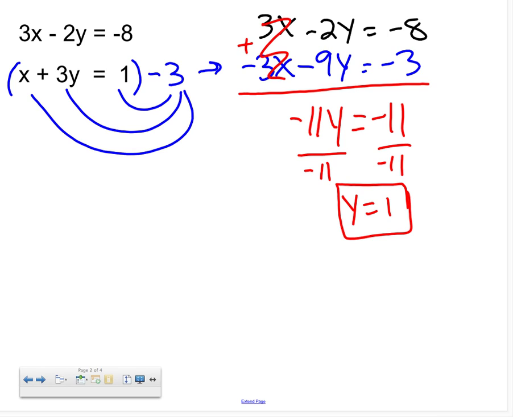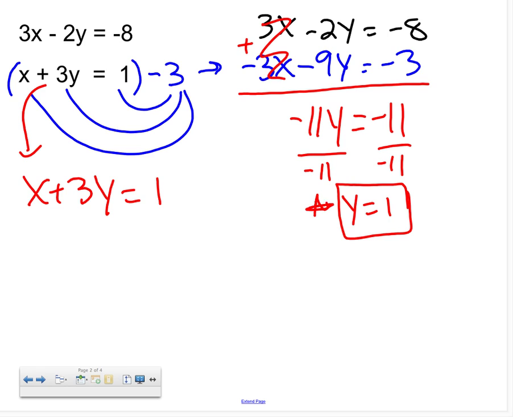Wasn't too painful there. But again, I'm not done yet because I need to find the x that pairs with that. So I'm going to go to my original equations, figure out which equation I want to work with, and plug in the y. The bottom one looks a little promising because it doesn't have anything with the x, so I'm going to choose that one. So x plus 3y equals 1. But again, I don't have to write y anymore. I already know what y is. I solved for it over here.